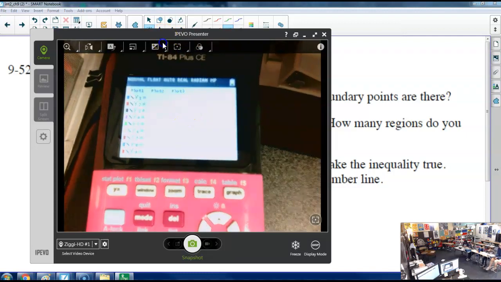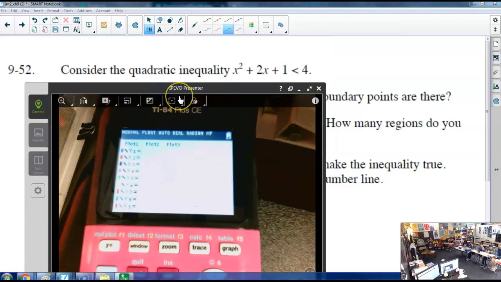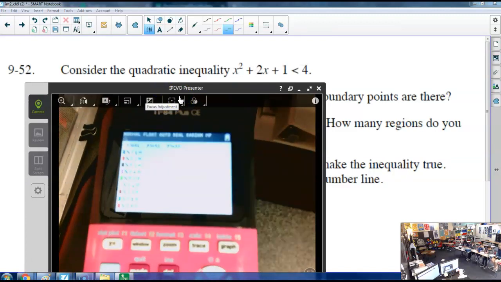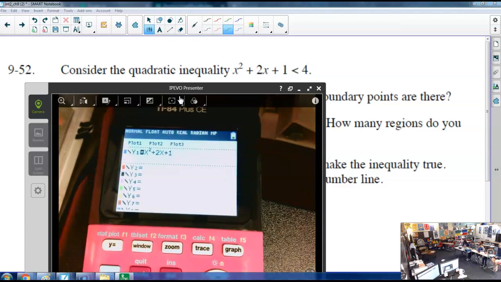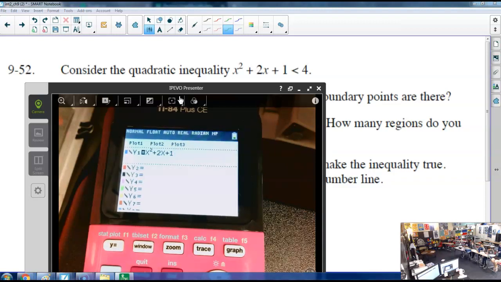But we'll go back to y equals and type in x squared plus 2x plus 1. But we are not typing in less than 4. We're going to solve when that's less than 4. So if we hit graph, let's see if it's nice. It's already pretty nice. How can we look at when this function is less than 4?